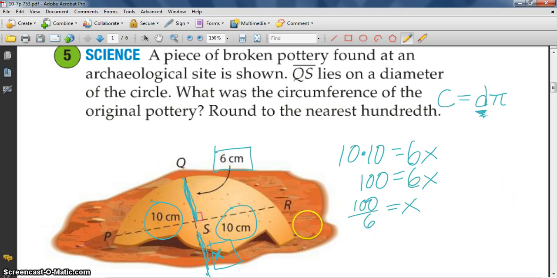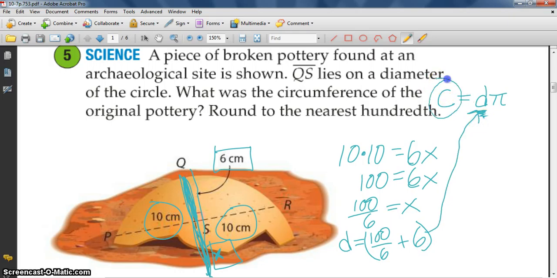From there, our diameter would just be this entire length, so we want to add QS plus whatever x is. So we want to take diameter is equal to 100 over 6 plus 6, and then we want to take that diameter and substitute it in to find our circumference. So our circumference would be equal to our diameter times pi. I'm just leaving this as improper fractions because I'll type everything in my calculator later.